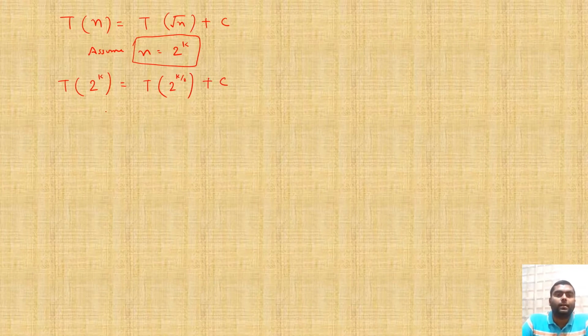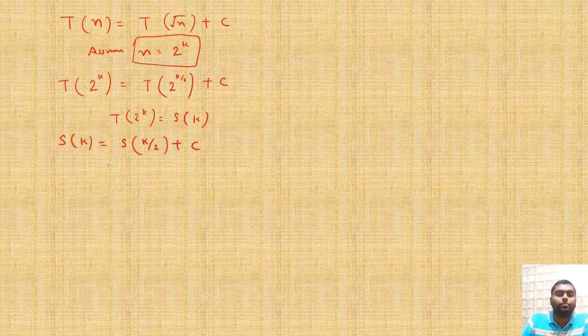Further, we assume that T of 2 raised to the power k equals S of k, because recurrence relations with under root can be solved with this method. If you practice more, you will get it. So the solution here is S of k equals S of k by 2 plus some constant C.